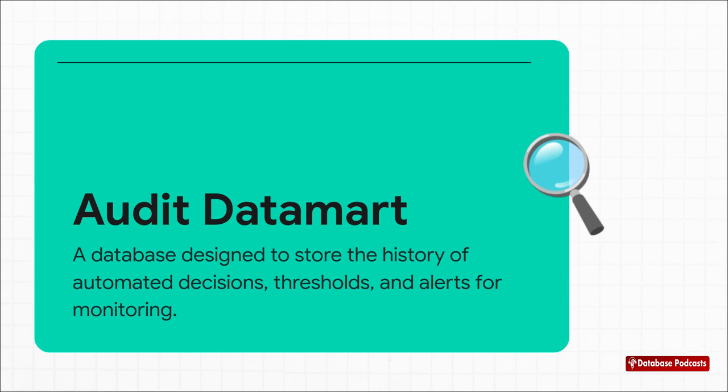A huge part of it is something called the audit datamart. Now, this is another one of those specialized databases, but its only job is to store the complete history of every automated decision, the thresholds that were in place when the decision was made, and any alerts that were triggered. This gives you total transparency, which is absolutely essential for both fine-tuning performance and for any kind of formal audit. It's how you build real long-term trust in the system.